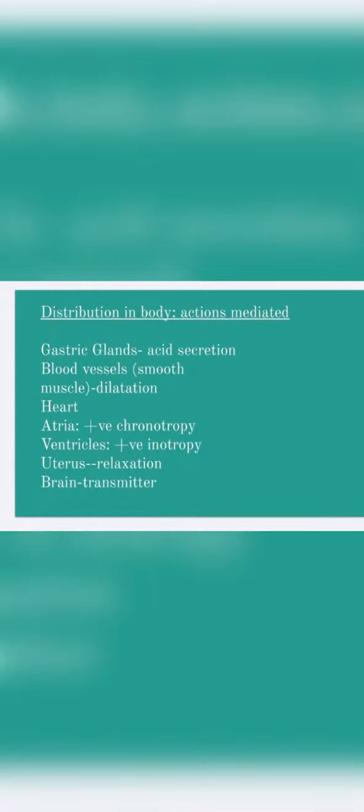Now let's discuss the distribution of the H2 receptor in our body and the actions mediated. It can be found over gastric glands, which help in acid secretion, and over the blood vessels, which help in dilation, and in the heart the H2 receptors can be found over atria and ventricles. In atria it helps in positive chronotropy, and in ventricle it is responsible for positive inotropy, and in the uterus it is responsible for the relaxation of the uterus, and in the brain it acts as a neurotransmitter. So that's all about H2 receptors.